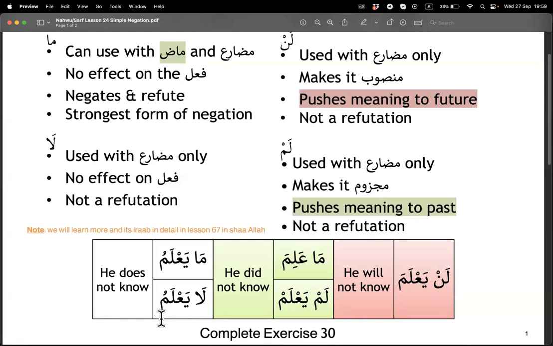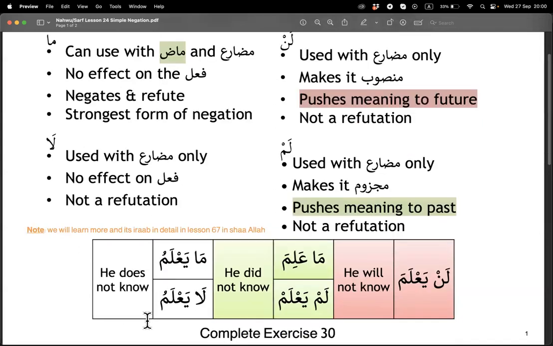La, majzum. So la, if it comes with fi'il mudhari, we either have nafi or nahi, right? Nahi is prohibition, yes. So if la plus ya'lam, la ya'lam, do we have a nafi or a nahi? This one, I believe we have nafi. Yes, this is nafi. But if ya'lam has a sukun, then it will be nahi.